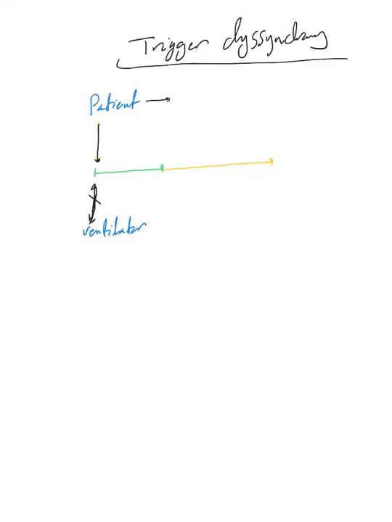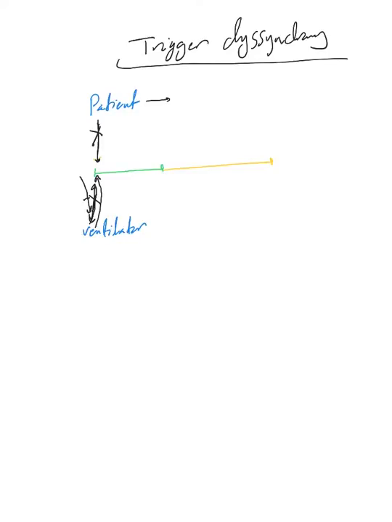Or it could be the other way around, that the patient is not trying to breathe, so there is nothing coming from the patient, but the ventilator is receiving some false triggers, so delivering a breath. Regardless of what this false trigger is and how it happens, the problem could be either way.